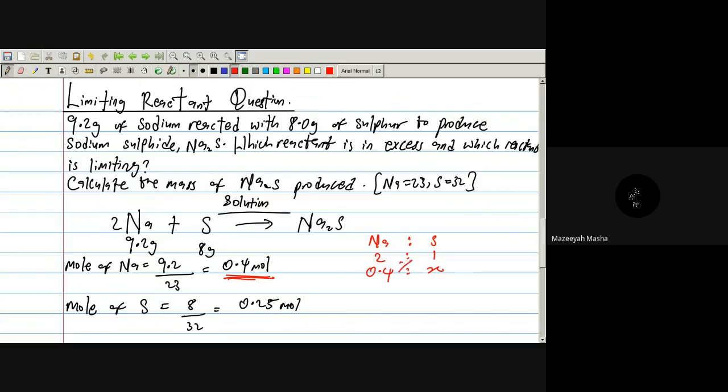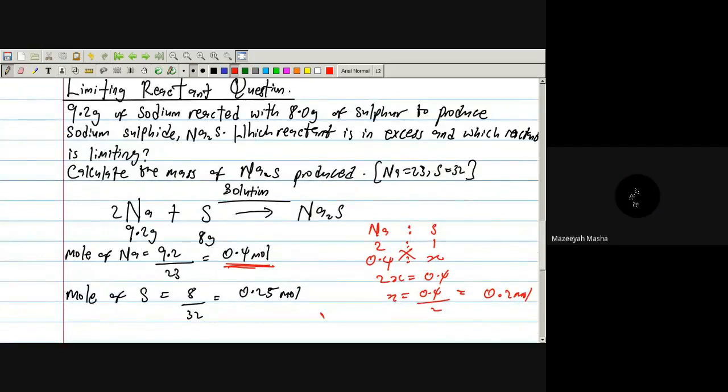We react with how many mole of sulfur? So check. We have 2x equals 0.4. What do we have? 0.4 divided by 2. This will give us 0.2 mole altogether. Yes, sir. So therefore, it's like they are saying 2 moles of sodium will react with 0.2 mole of what? Sulfur. Now check this statement: 0.4 mole of sodium will react with 0.2 mole of sulfur. Are we together?